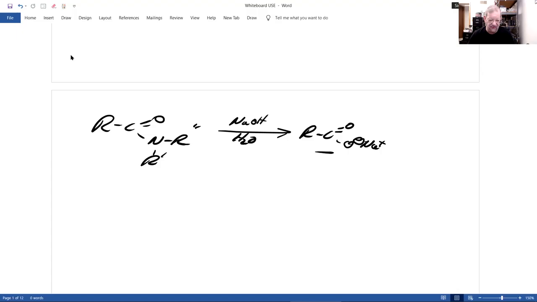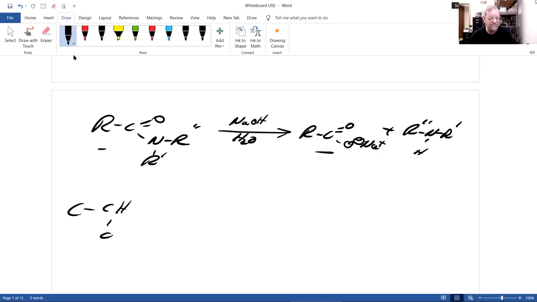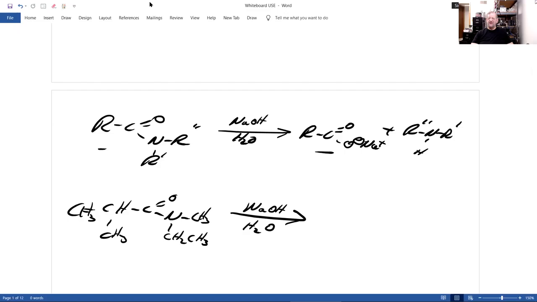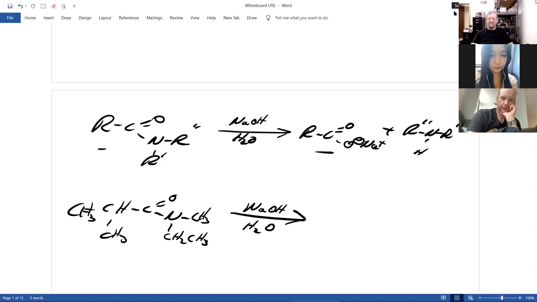You take an amide, react it with base and water, base hydrolysis of an amide, and you get back, because you're in base, the carboxylate anion of the carboxylic acid you would have used to make this amide, but you do get back the amine you would have used to make that amide. And there you go. Have fun.